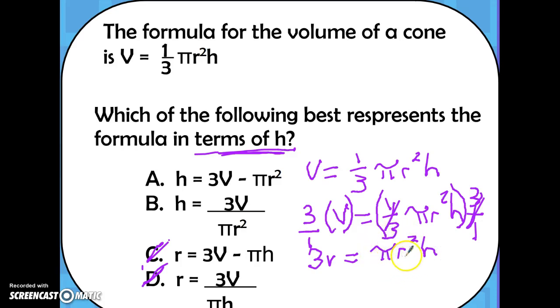We still need to get H by itself. So I notice that pi R squared is multiplied by H. So we're still dividing. We're going to draw a line under the right side and write the letters we're getting rid of. So we're getting rid of pi and the variable R squared. We're putting it on the bottom to get rid of those. And we go to the left side and write the variables that we were getting rid of on that side as well. So we end up with 3V on top of pi R squared. And that's our answer for which of the following best represents the formula in terms of H.